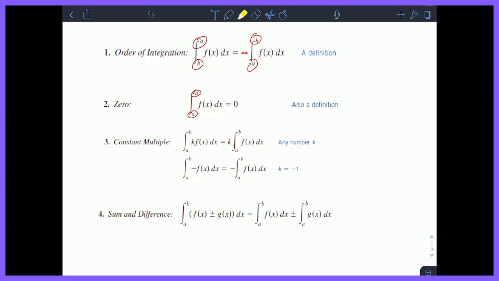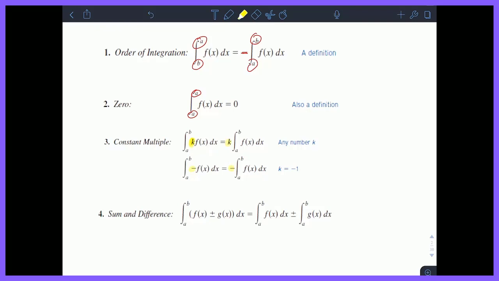Number three, super useful, constant multiple. If you have a constant inside of an integral, it can be pulled out of your integral. You can then integrate happily and multiply by your constant at the end. If it's a negative, obviously, the constant is just -1, but the same thing applies.